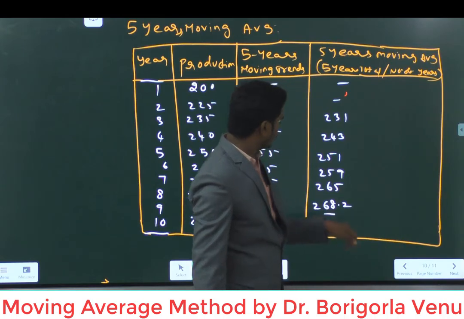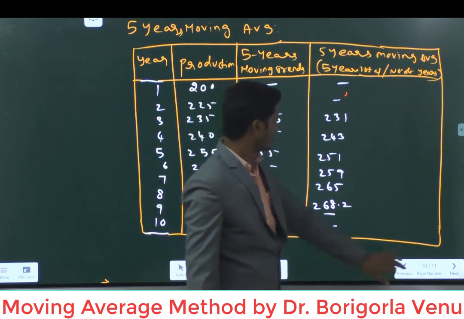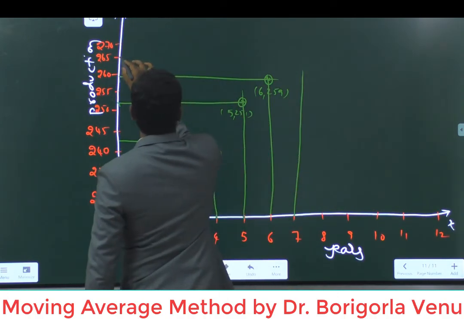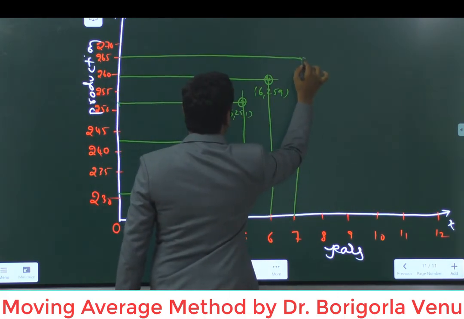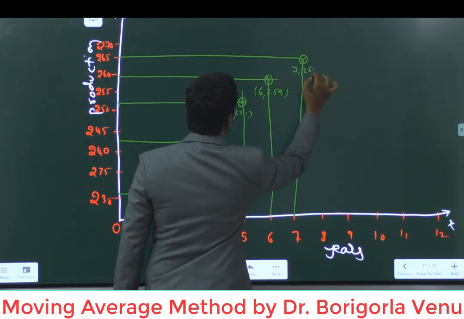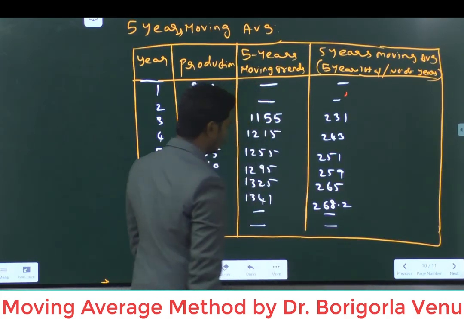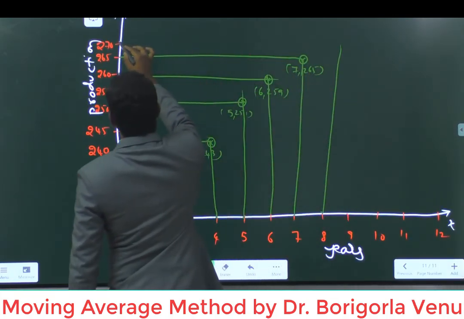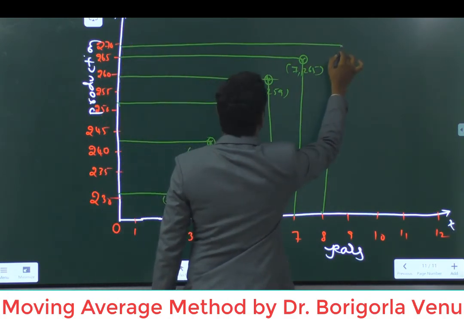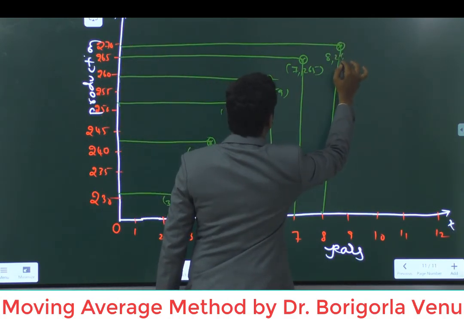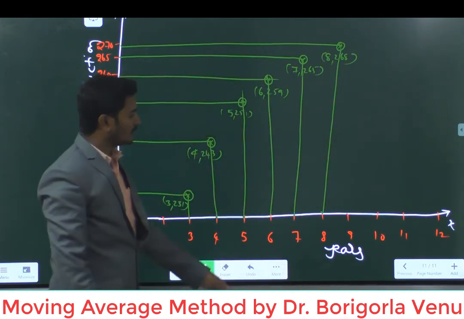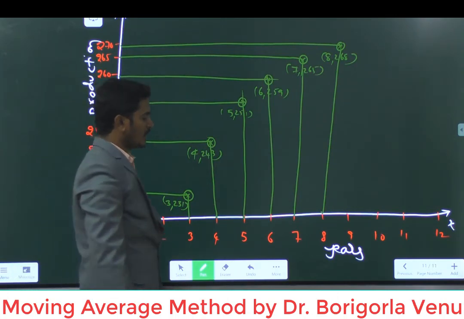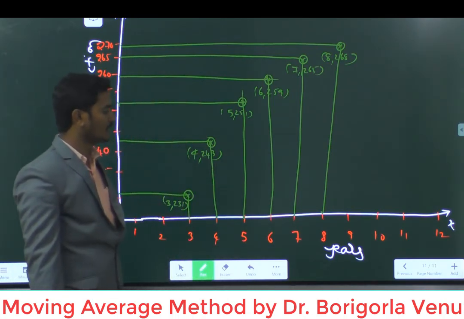Next, coming to the seventh year, the demand is 265. Then the eighth year, the demand is 268. Now we are going to calculate the 12 years demand. For the 9th year there is no possibility to calculate the moving average, and for the 10th year also we don't have the possibility to calculate the moving average.